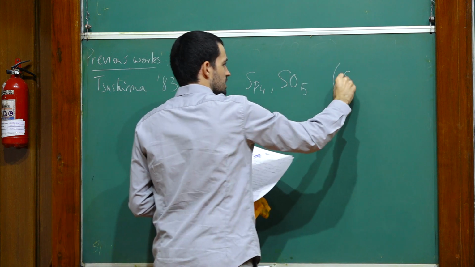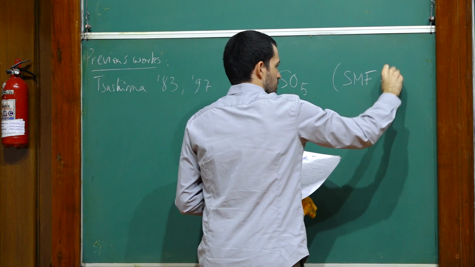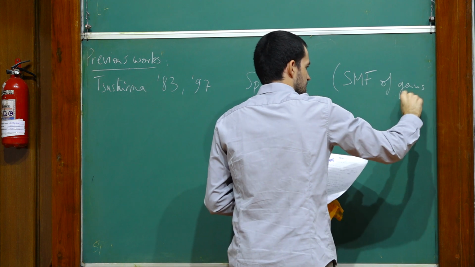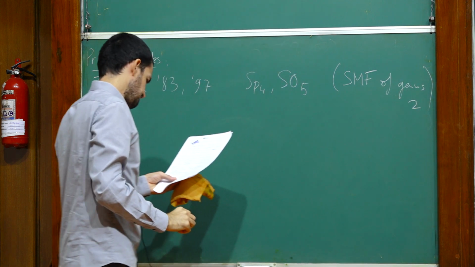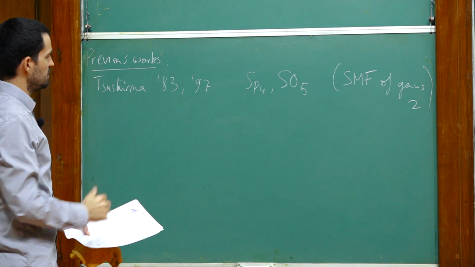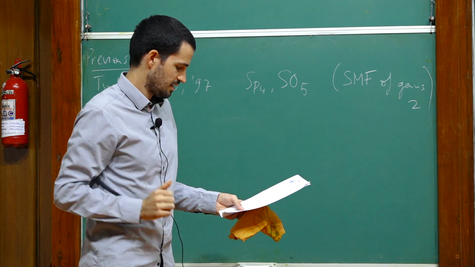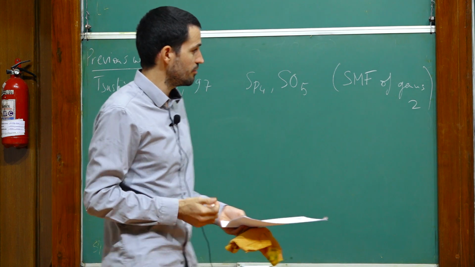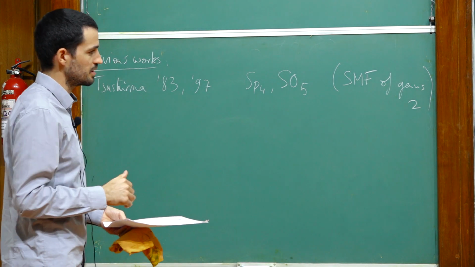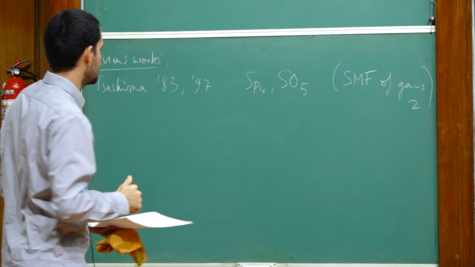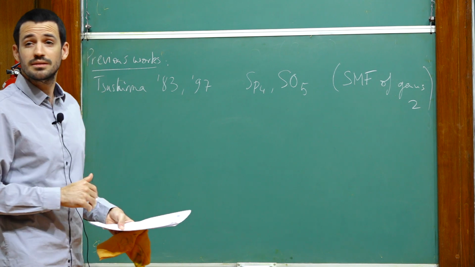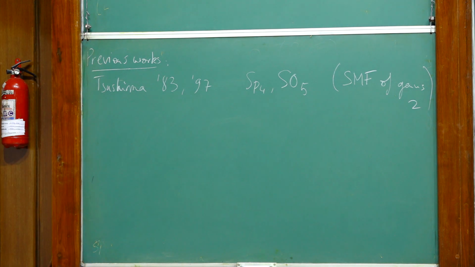So he worked with Siegel modular forms of genus 2. And his method was very geometric, so essentially using a Lefschetz fixed point formula for holomorphic vector bundles and a vanishing theorem.